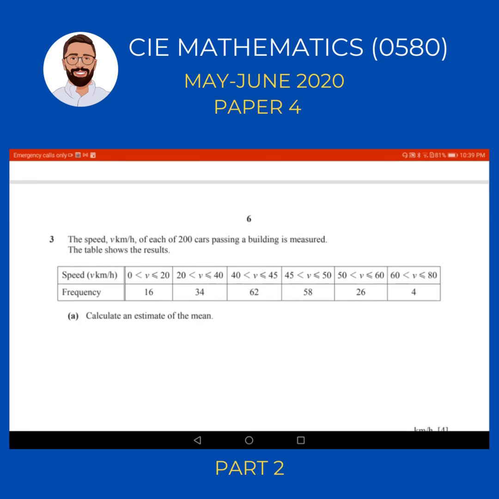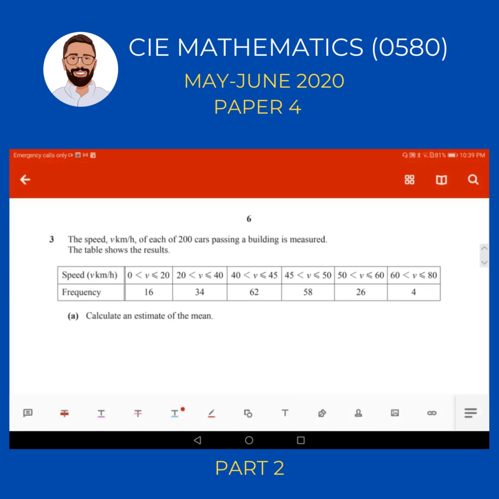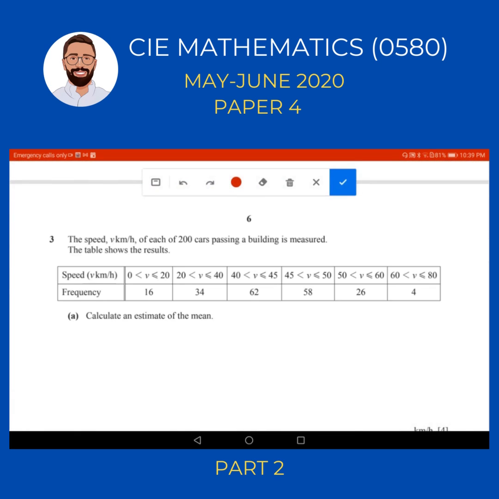So it says the speed v kilometers per hour of each of 200 cars passing a building is measured. The table shows the results. So we're given a grouped frequency table, and in part A I need to find an estimate of the mean. So whenever I'm given a grouped frequency table, the formula for the mean, which is x bar, is the summation of fx over the summation f.